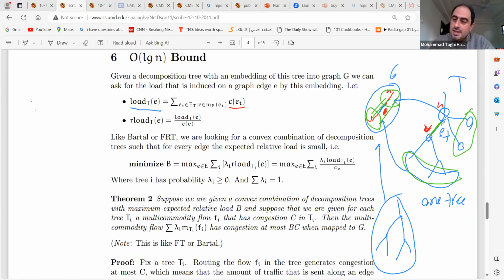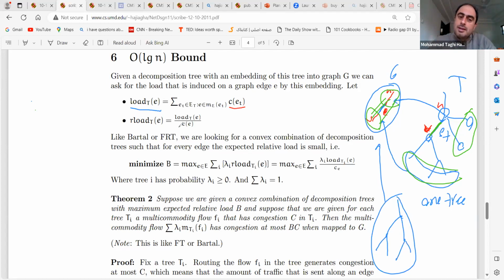Now, what is the load of an edge e? The load of an edge e is that for each edge that you are considering here in the graph, you see which edges in the tree have their path going through e, and then those edges' c of e_T should be added. So that's the load of this. This is independent of multi-commodity flow at this point.